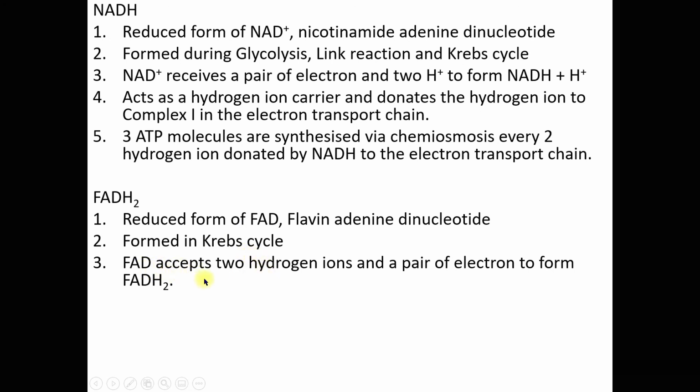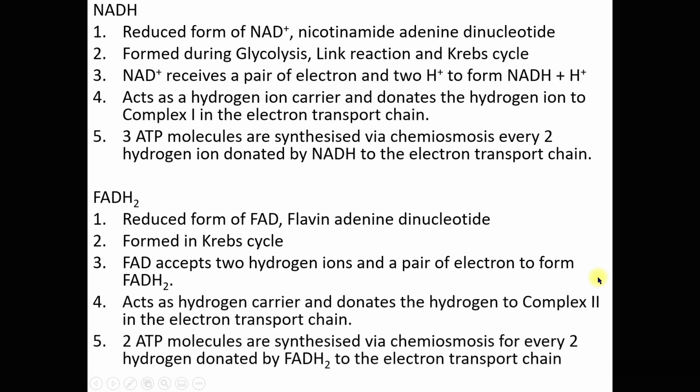And then FAD accepts 2 hydrogen ions and a pair of electrons to form FADH2. And then FADH2 acts as a hydrogen carrier and donates the hydrogen to complex 2 in the electron transport chain. And 2 ATP molecules are synthesized by chemiosmosis for every 2 hydrogen ions donated by FADH2 to the electron transport chain.